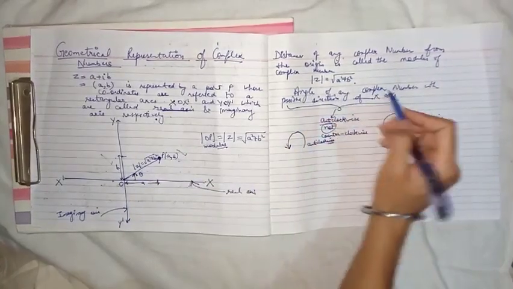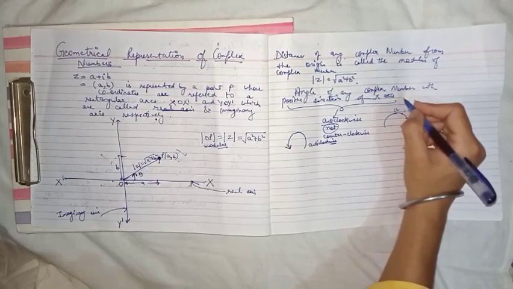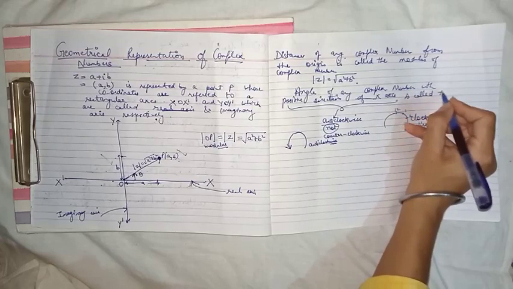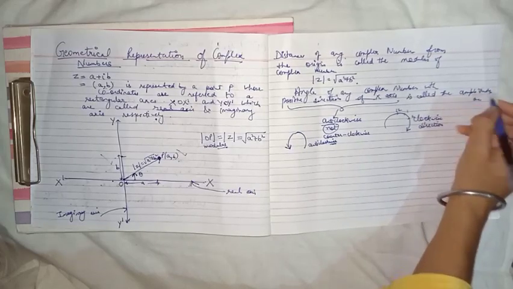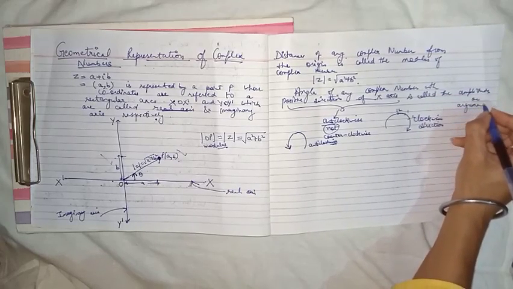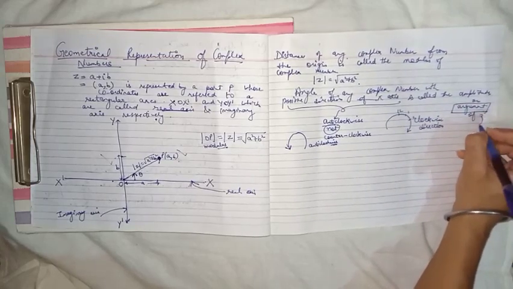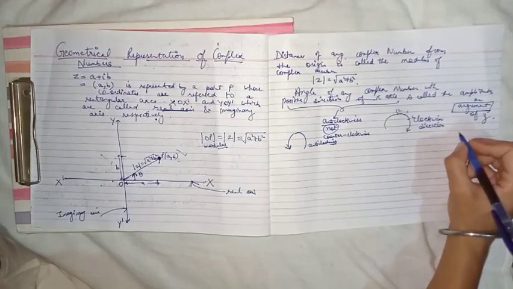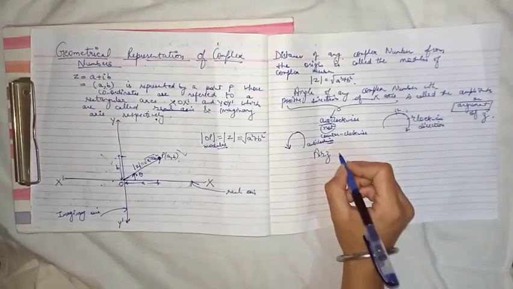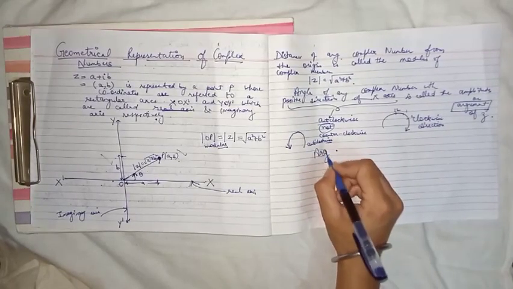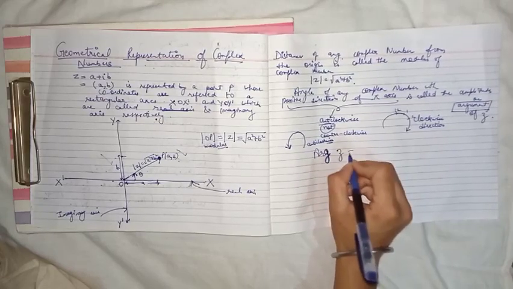So angle of any complex number with positive direction of x-axis is called the amplitude or argument. This is called the argument. Argument is more famous as compared to amplitude. Argument of z. We can also write argument of z by arg z. You can write arg for argument. Argument of z equal to theta.